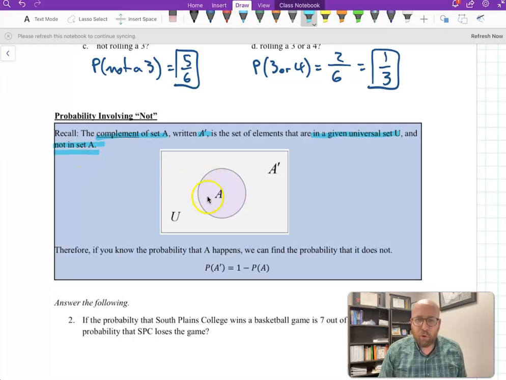So here's the visual. Here's our universal set. There's a bunch of stuff in the universal set. We defined a space called A. We'll call that set A. So there's stuff in A, which is still in the universal set, but there's some stuff that is not in A. That is A prime or a complement. So the idea is this. If you know the probability that A happens, we can define the probability that it does not happen by subtracting the probability from 1.